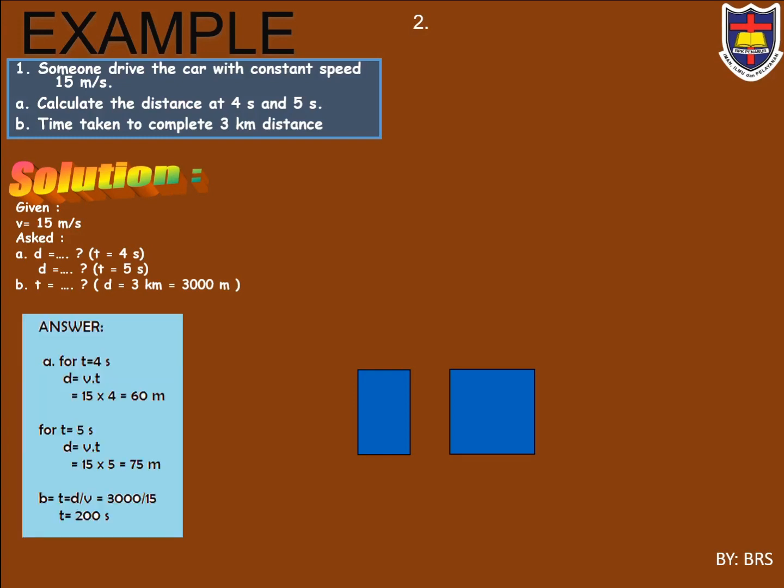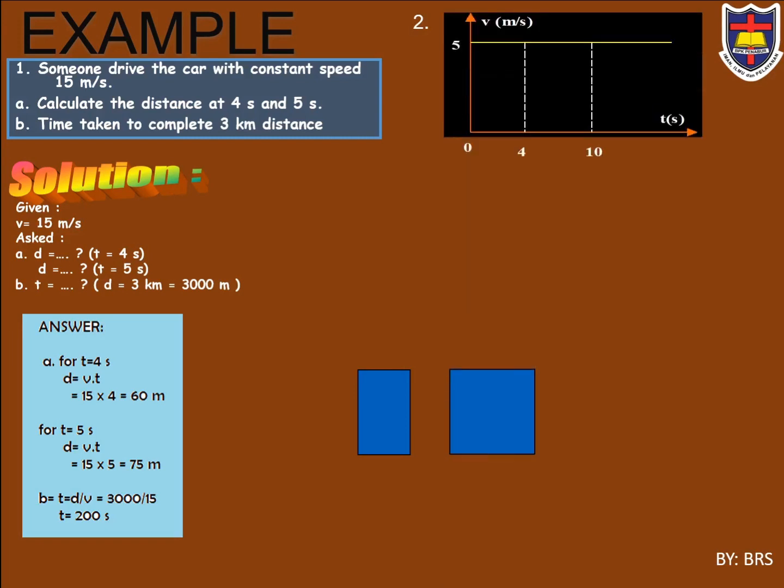Answer A. For time 4 seconds, d equals v times t, so 15 times 4 equals 60 meters. For time 5 seconds, d equals v times t, 15 times 5, so the answer is 75 meters. B. t equals d over v equals 3000 over 15, so the answer is time equals 200 seconds.